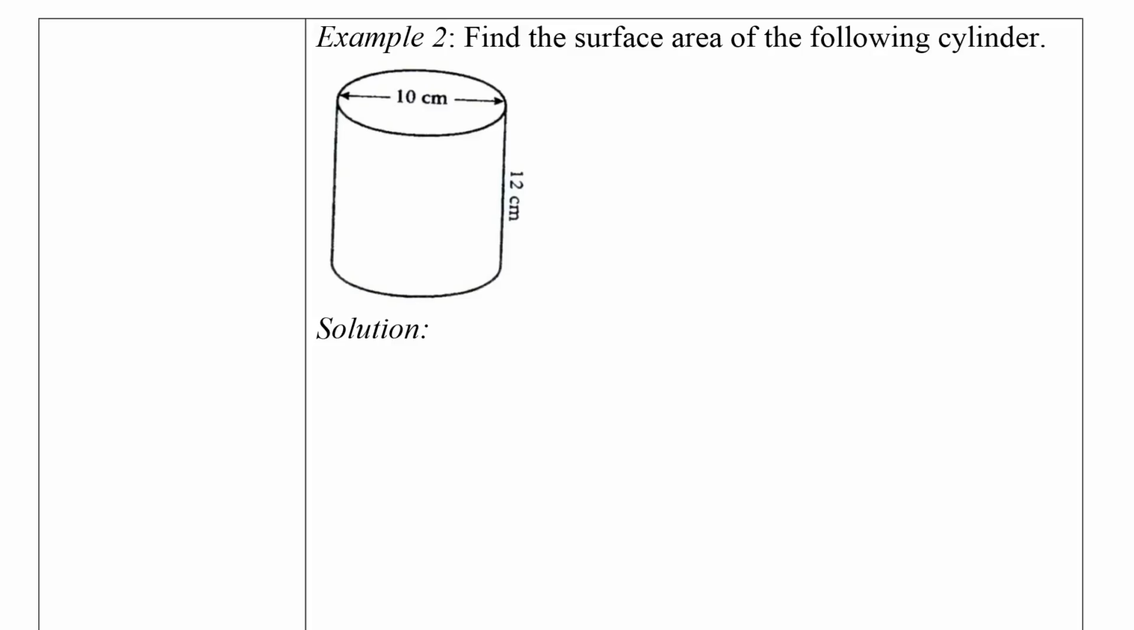Example number 2. Find the surface area of the following cylinder. So we have not a radius, but a diameter of 10 and a height of 12.